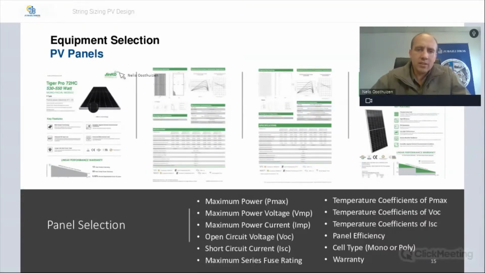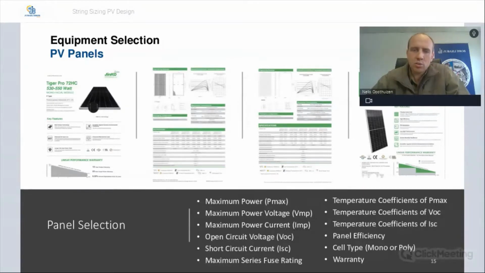Equipment selection, PV panels, your modules. What do you look for when you're selecting your panels? It's important to look at your maximum power voltage, maximum power current, open circuit voltage, and short circuit current. Typically, the open circuit voltage and your short circuit current are your limiting or deciding factors when choosing either a module or inverter. Always be wary to do a comparison between your panels and your inverter.